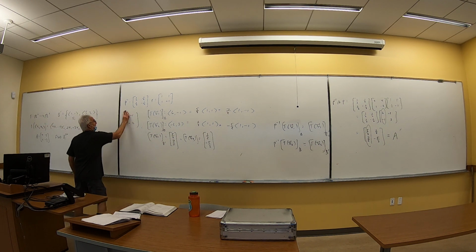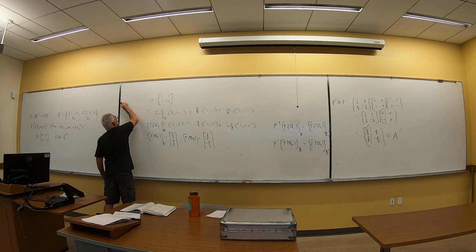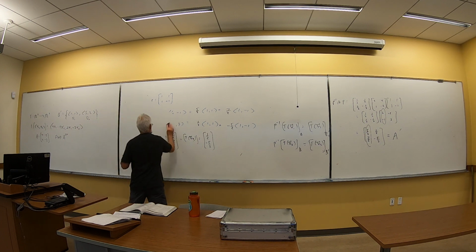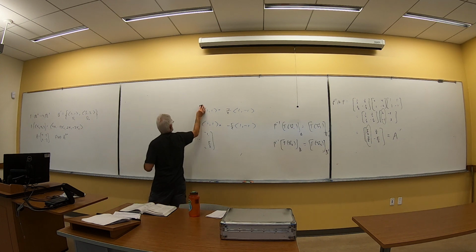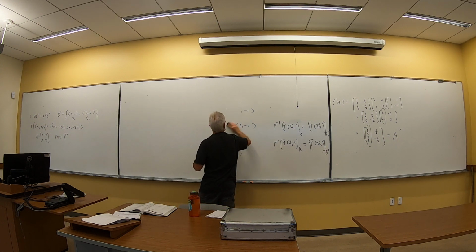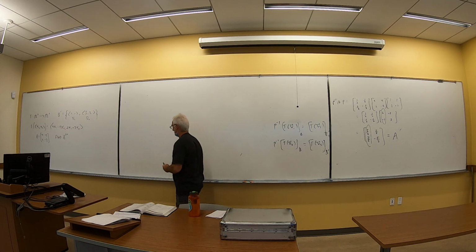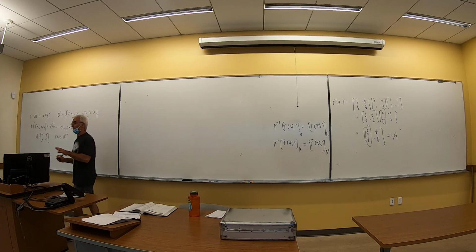So I've got to do the whole rest of the problem now. I have to find A prime, I have to find P, and I have to find P inverse. I need all of those things, because I can't do the problem without all of them.